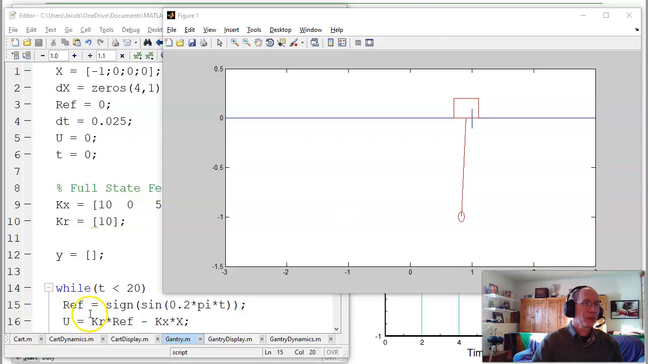And what this sine of sine does is every 5 seconds, it changes the set point from being plus 1 to minus 1, gives a step input. So you can sit there and see how does it behave when I change my set point. So that's the gantry system. Gantry system has poles at 0, 0, plus j, minus j, or plus j3, minus j3. And just using proportional derivative feedback, you can stabilize it.